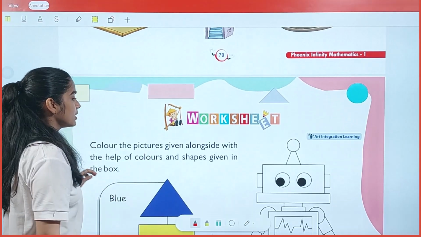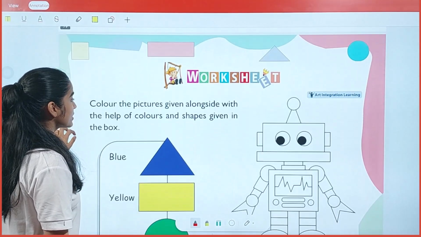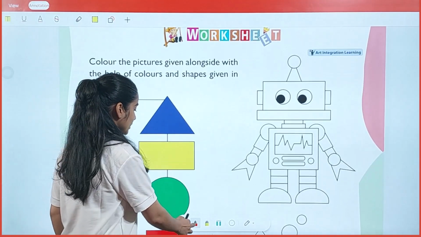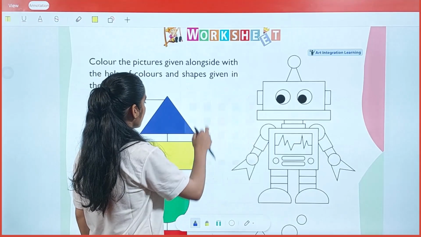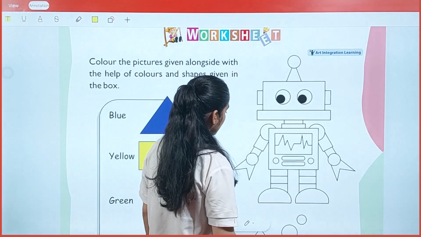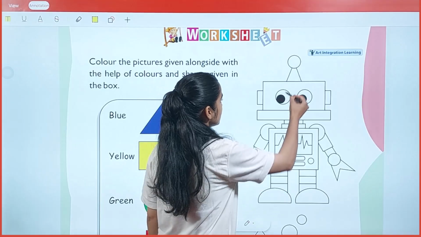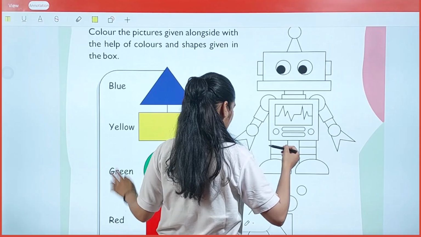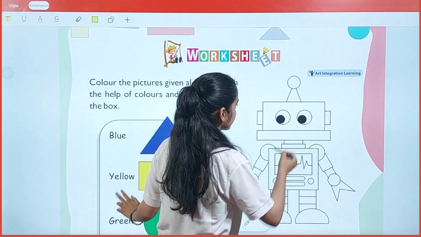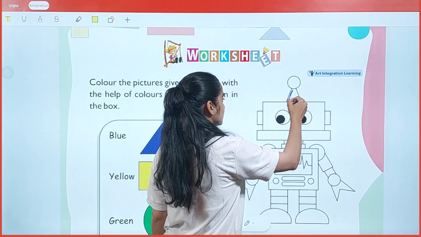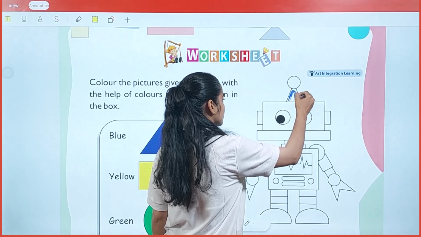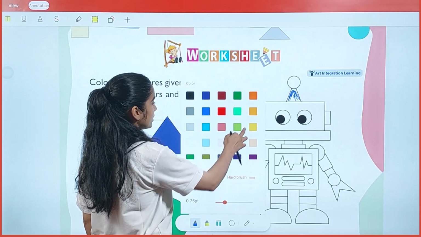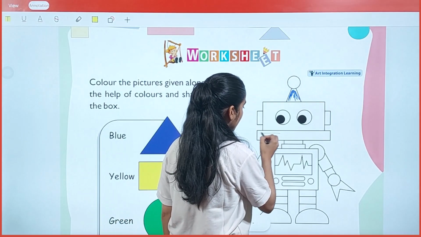Now we have our worksheet. Color the pictures given with the help of colors and shapes given in the box. So we have to color blue in triangle, dark blue. So we have a triangle in this. This looks like cone. So we have cone also. Next, for rectangle, we have to color yellow. So this is a rectangle.